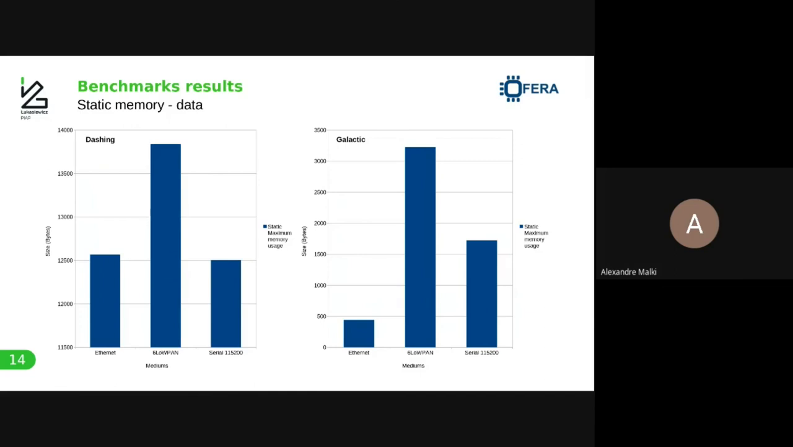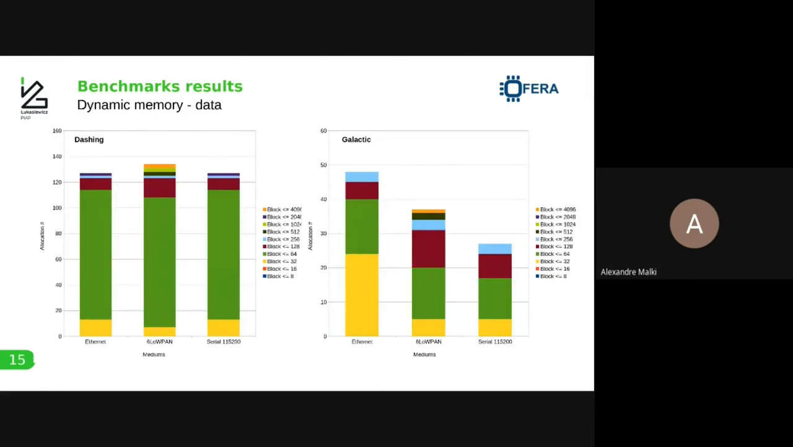Ethernet medium usage is much less than the one on Dashing. Serial as well, and Galactic as well. There is a huge improvement in these two versions.